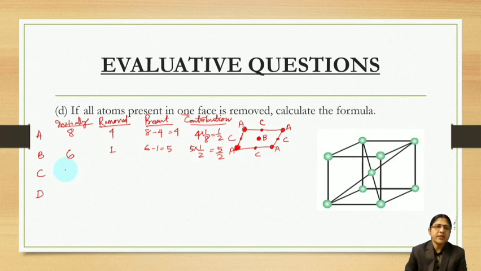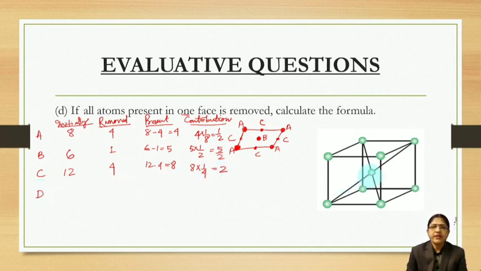Then C is the edge center. So in edge center, how many edges? Initially 12 edge centers here. Then only one face's atoms are to be removed. How many edge center atoms are present on one face? 1, 2, 3, 4. So 4 edge center atoms are to be removed. Present how many? 12 minus 4 is equal to 8, right? And their contribution is 1 by 4. So 8 into 1 by 4, that is 2.